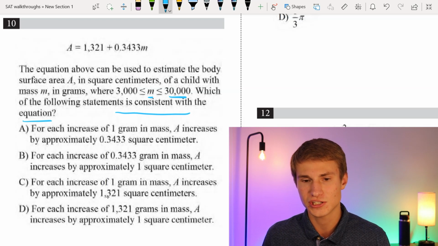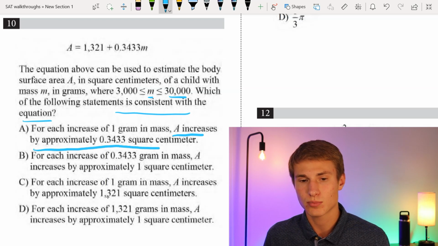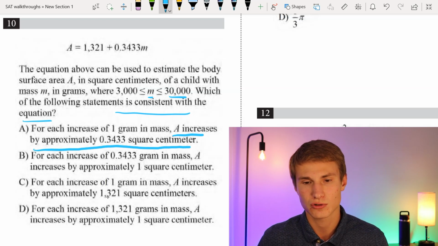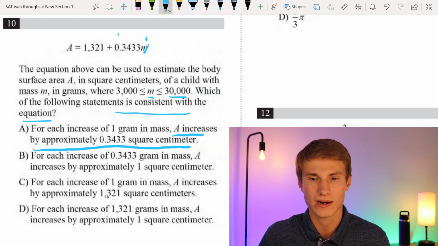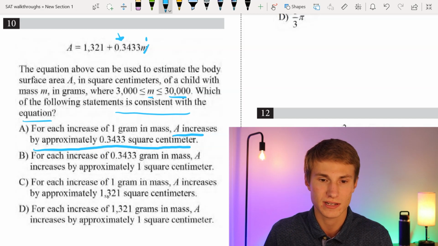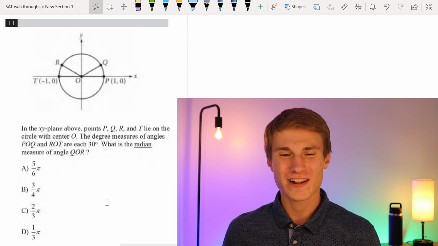So we have option A, for each increase of 1 gram in mass, A increases, A being the area, by approximately 0.3433 square centimeters. What we see if we increased by 1 m, we would increase our area by 0.3433. Therefore, answer A is correct. All right, moving on to number 11.